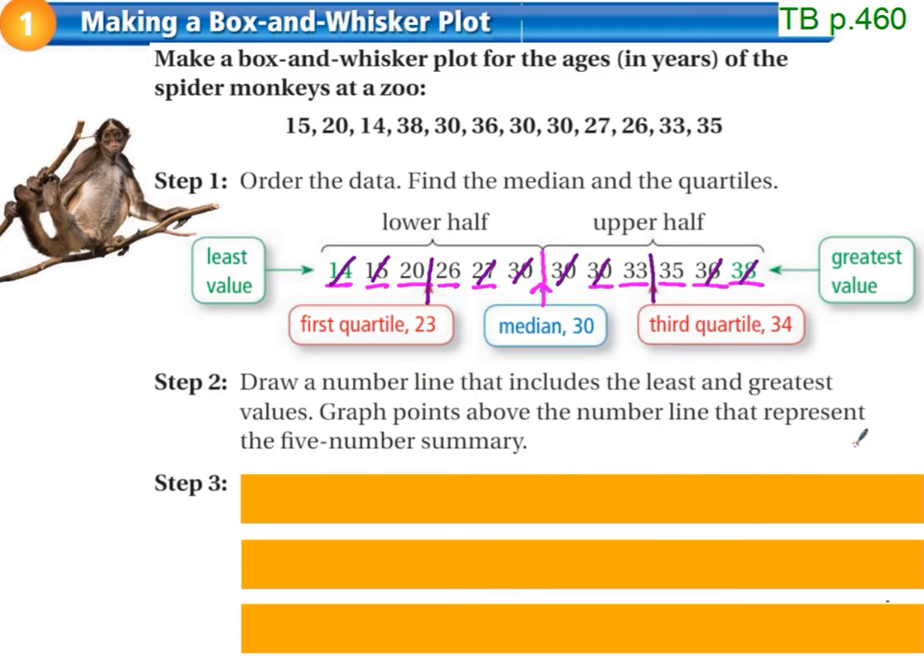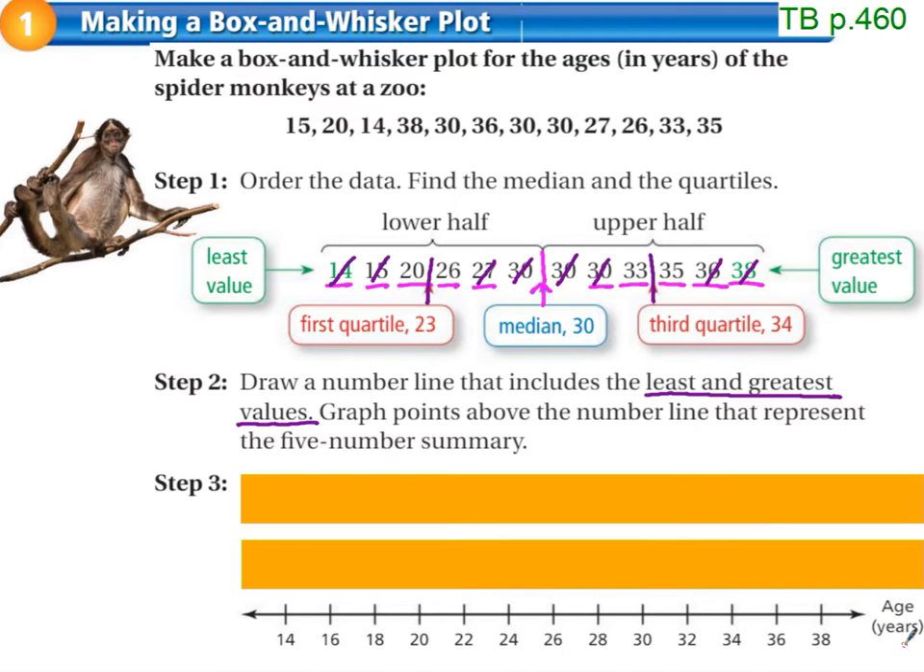Once we have those 5 numbers, we want to draw a number line, and the number line must include the least and greatest values. Now you can choose to count by whatever you want, 2s, 4s, 10s, 5s, 1s, whatever. But whatever you start counting by, you have to be consistent. So you can see on this graph, they started at the least value of 14 and made their way up to the greatest value of 38.